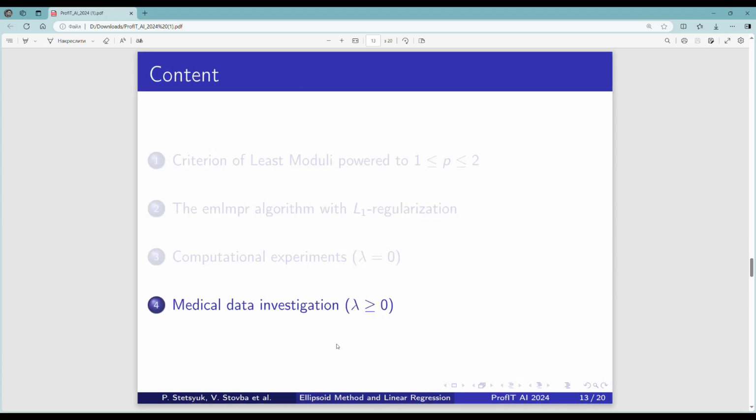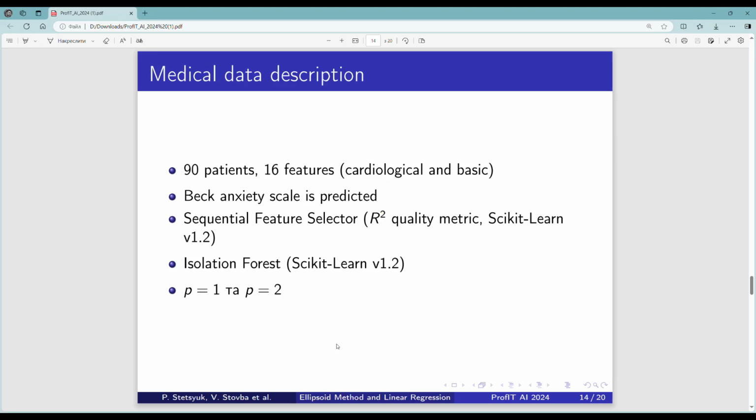Now we move to medical data investigations, and we have 90 patients with 16 features. Actually, when these 90 patients were observed, we obtained more than 200 features, but as a result of feature selection, we save only 16 features, which is the optimal number. These features contain cardiological and basic features, and we prognose back anxiety scale. This thing is going to be predicted.